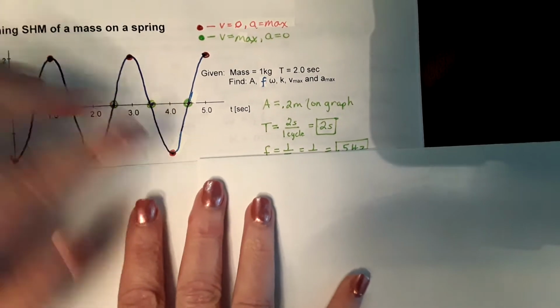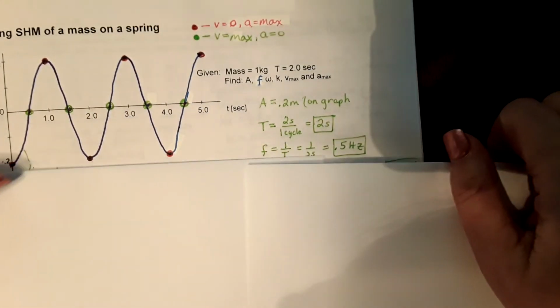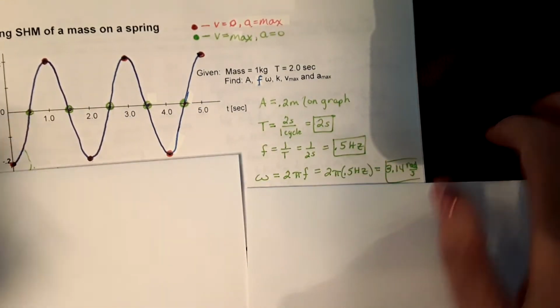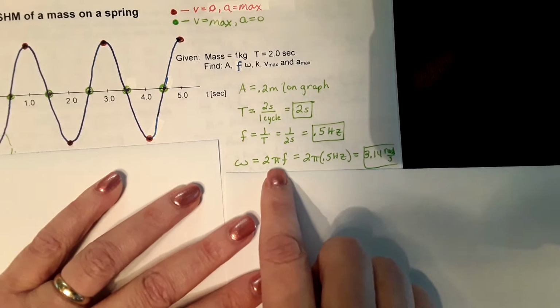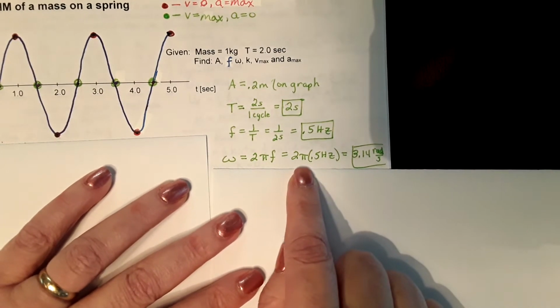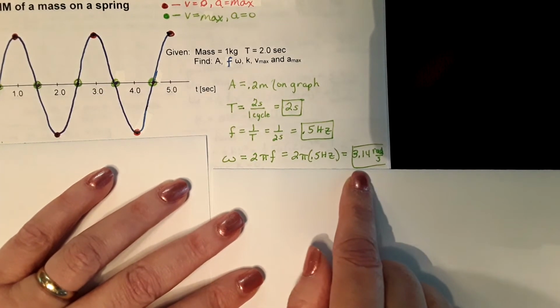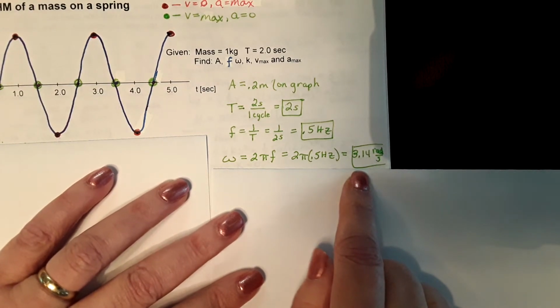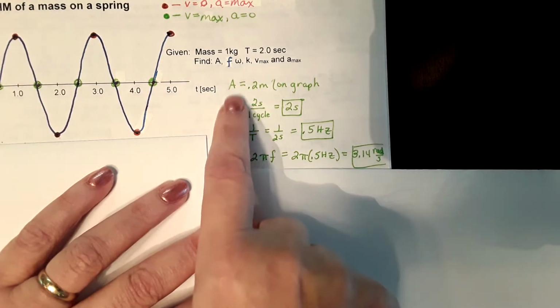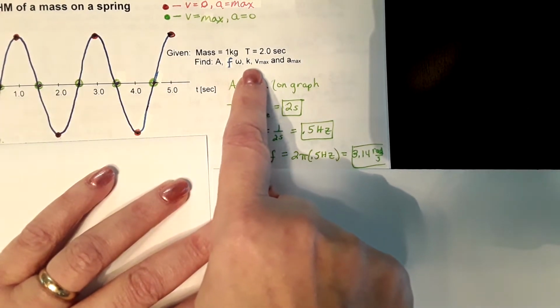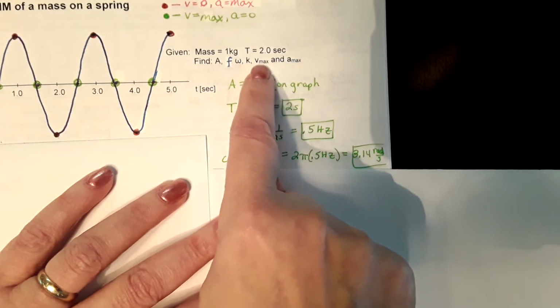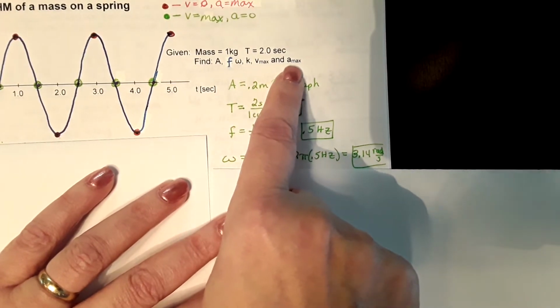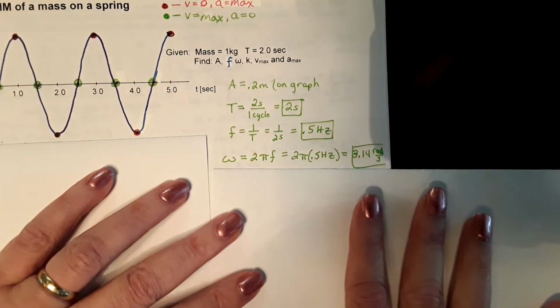So let's see, where do I have it? I'm trying to keep some stuff covered. There it is. Okay. So we get 2 pi f, and we multiply that out, and we get 3.14 radians per second. Okay. Now, knowing the angular frequency and the amplitude, we can work on k, v, and a, the maximum speed and the maximum acceleration, as well as the spring constant.